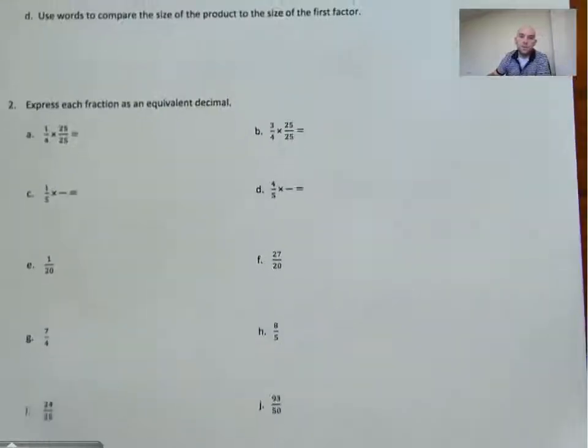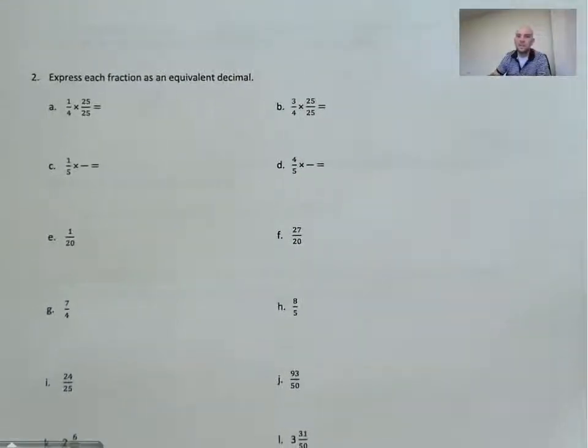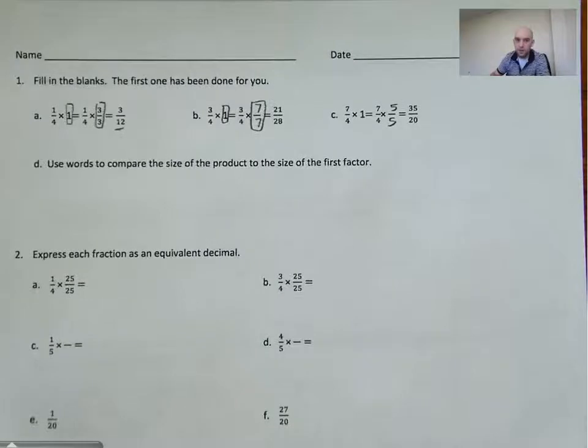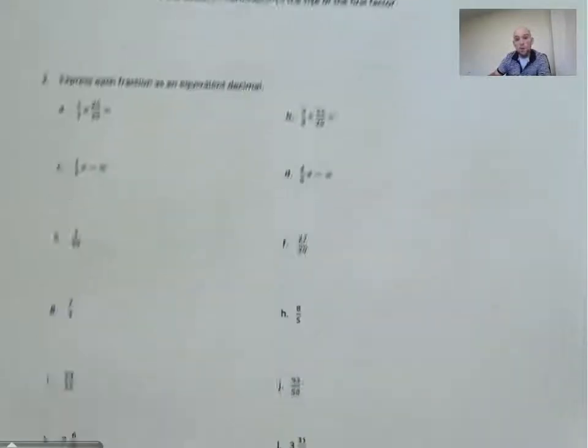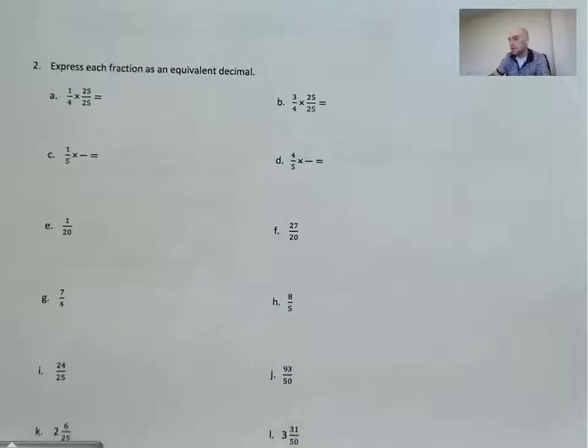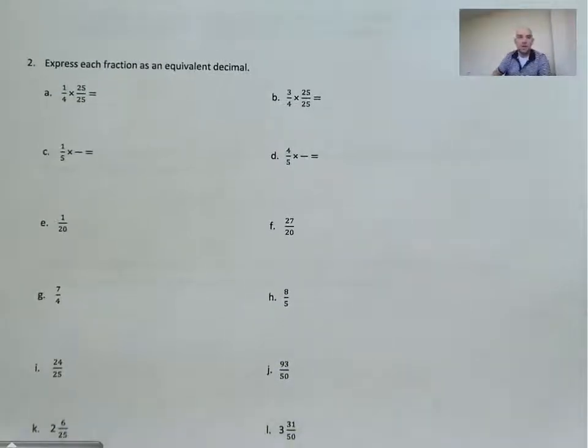Now, when we want to turn our fractions into decimal equivalents, just like we did here, we're going to multiply by a fraction equivalent to 1, but we're going to want to make our product a fraction with a denominator that is a multiple of 10, so either 10, 100, 1,000. That way we'll end up with tenths, hundredths, thousandths. Those are easy to write in decimal notation.